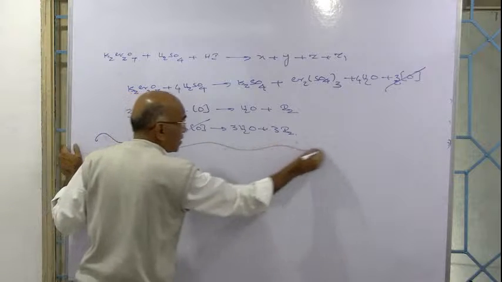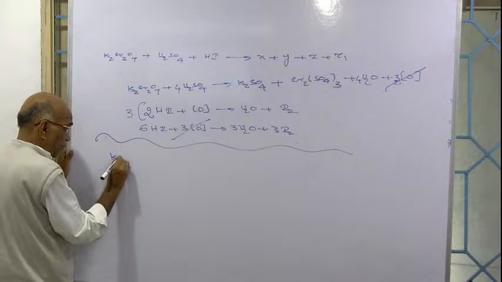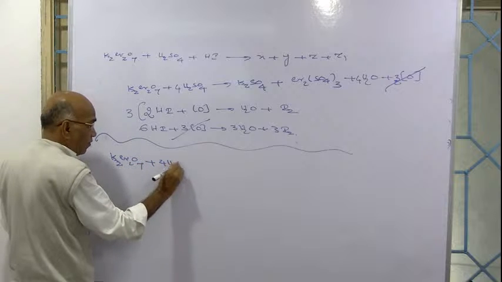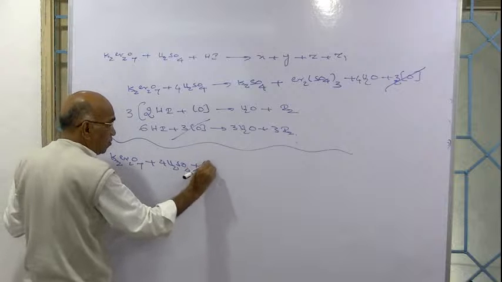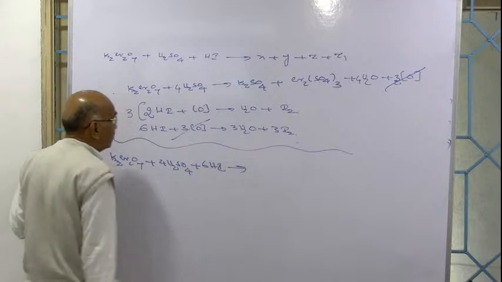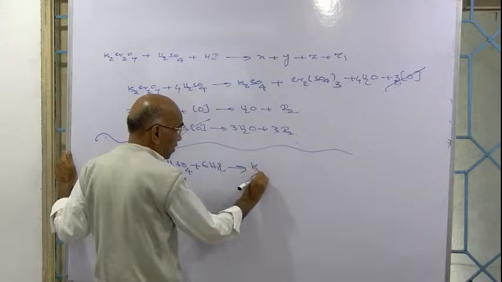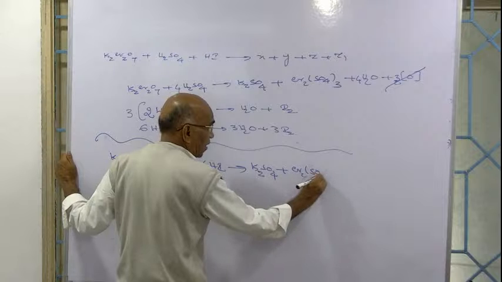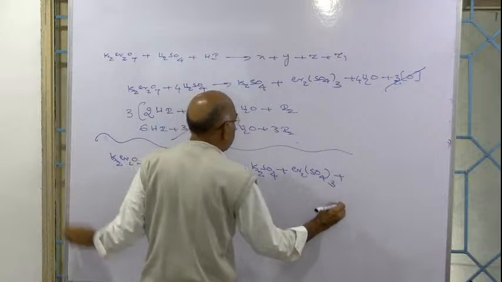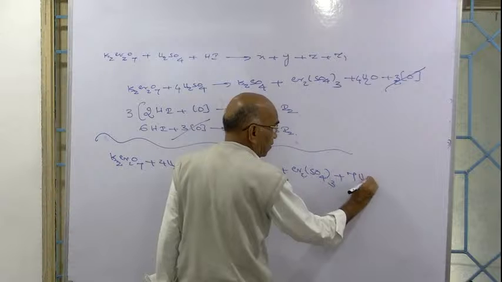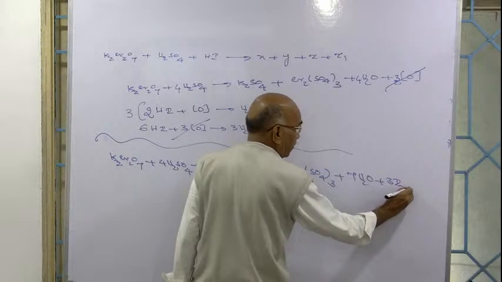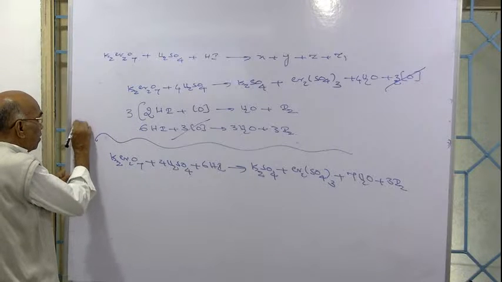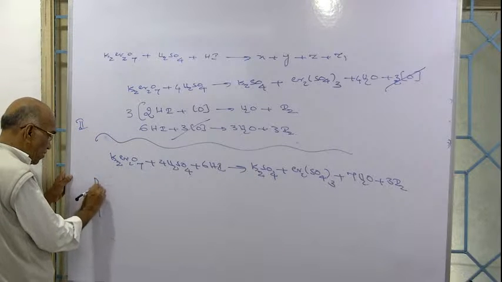Net reaction is K2Cr2O7 plus 4 moles of sulfuric acid plus 6 moles of HI. This gives K2SO4, Cr2(SO4)3 taken thrice, plus 7 moles of water, plus 3 moles of iodine. That's all. Now this is the second preparation of iodine. That's all. Now properties we will take up.